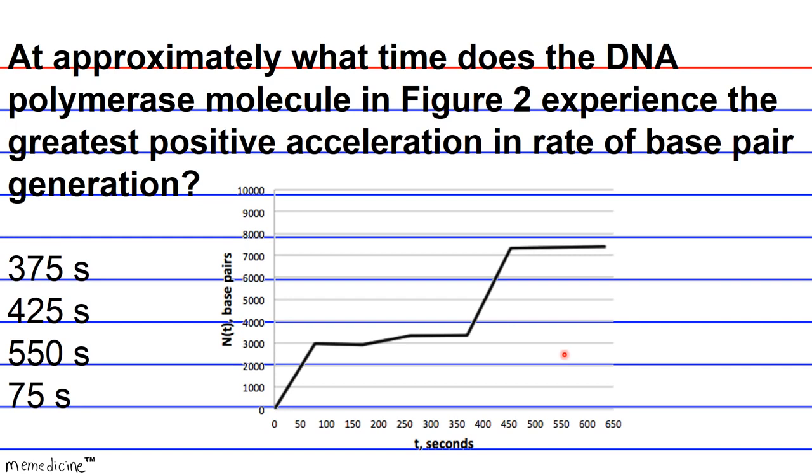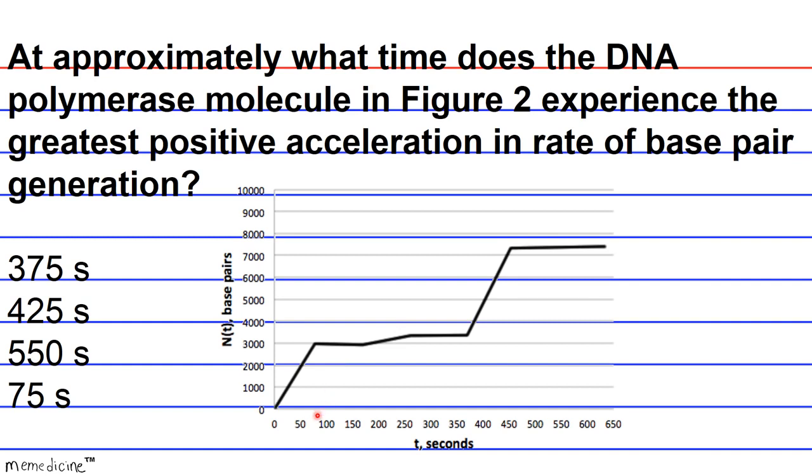This graph is quite similar to a distance versus time graph, except that the y-axis, n of t, indicates distance in terms of how many base pairs the polymerase has traveled along the DNA strand, okay? Therefore, the slope of the graph will tell us the speed of the polymerase in base pairs per second.